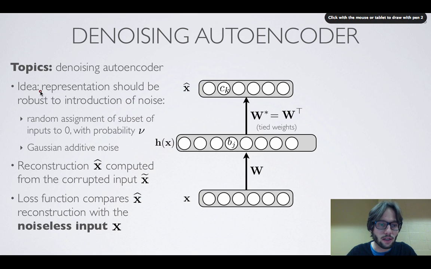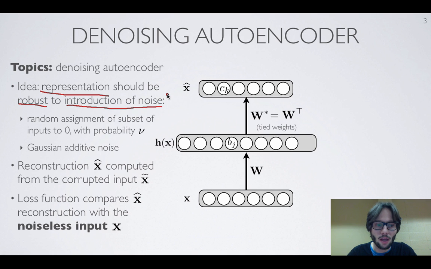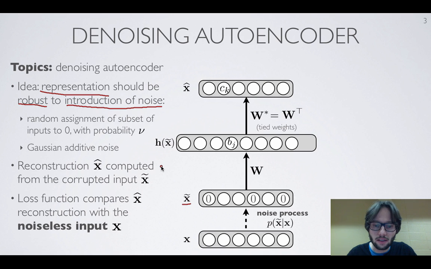The idea is to learn a representation extracted by the encoder that is robust to the introduction of noise into the input. Instead of feeding the encoder the original input x, we'll actually feed a noisy version of it. This noisy version, which I'm calling x tilde, is the result of taking x and passing it through a noise process, some probabilistic process which takes x and generates this x tilde in some way based on x.